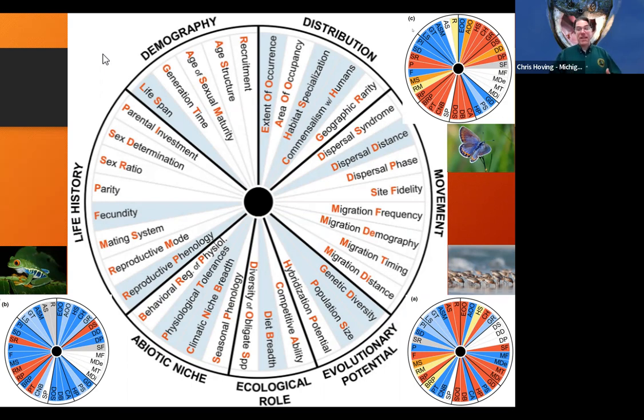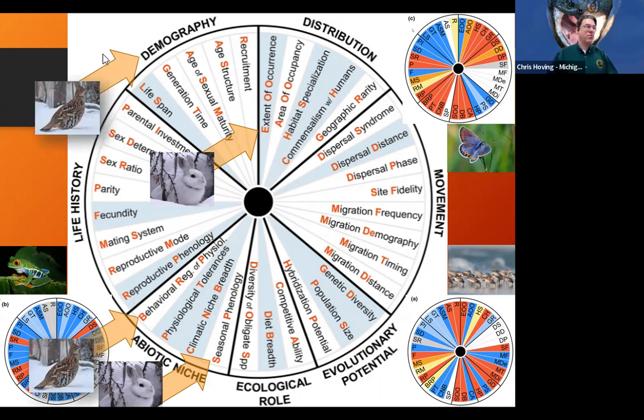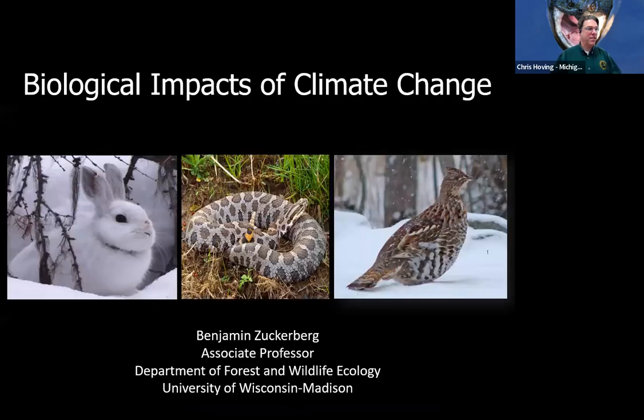Now I want to take a deeper dive into 2 particular species that Ben Zuckerberg has done a lot of research on. One is snowshoe hare. We're going to be looking at extent of occurrence, so some distribution effects on snowshoe hare, and also its seasonal phenology. That's in the bottom part there in the abiotic niche part of it. After snowshoe hare, we'll talk about ruffed grouse. For ruffed grouse, we're going to be talking about demography and how it interacts with this behavioral regulation of physiology.